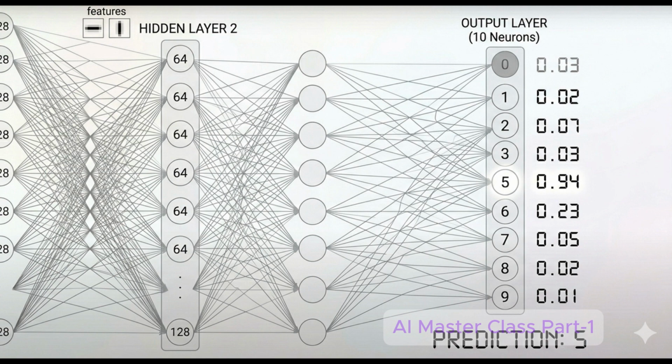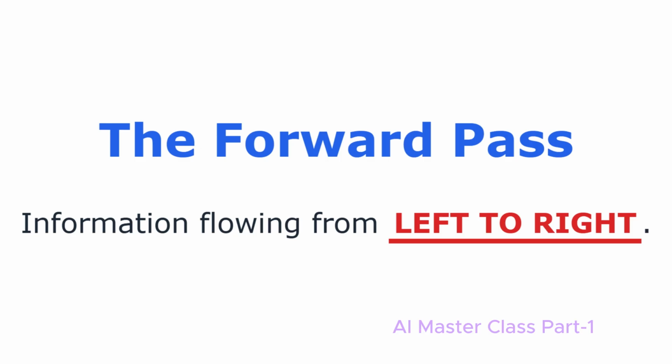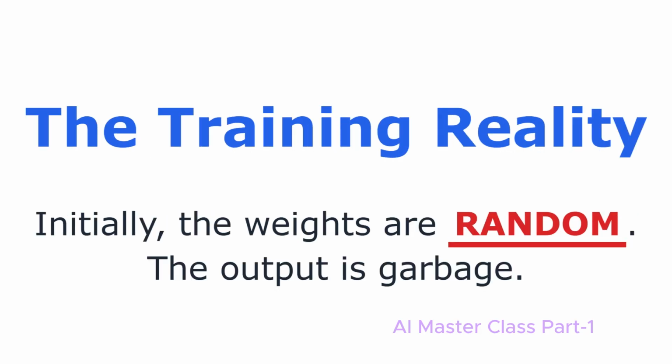So here the information flows in one direction, from left to right, that is, from input through hidden layers to output. And this flow is known as the forward pass. Till this point, the weights are completely random. We haven't taught this network anything. So if we run an image through this network right now, it may produce garbage output.